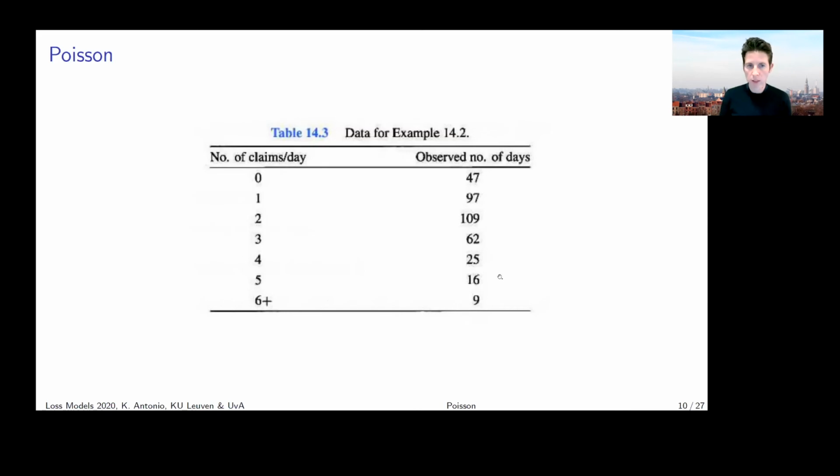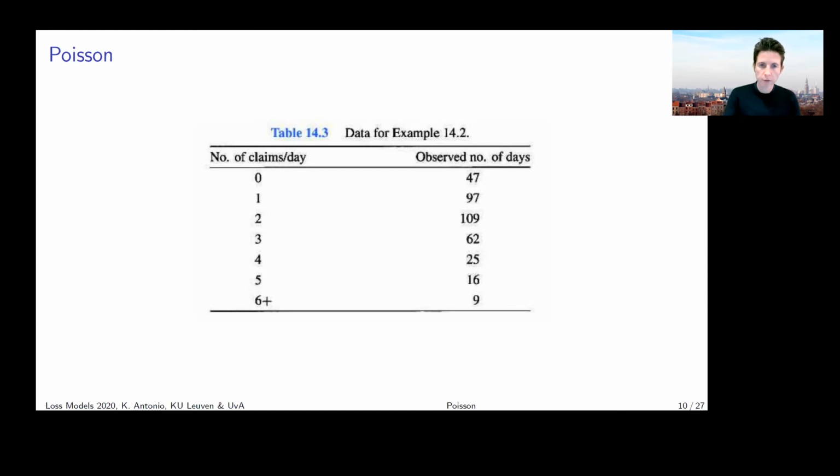So if you would see something like this as the table, where you look at the number of claims per day, I don't know the exact story behind this example, and you look at the observed number of days with that particular number of claims, then you'll see that you have an entry in the table that you do not want to ignore. You explicitly want to build in that the final entry in your table is observing 6 or more claims under the probability model that you assume, and you observe that particular outcome 9 times in your sample.